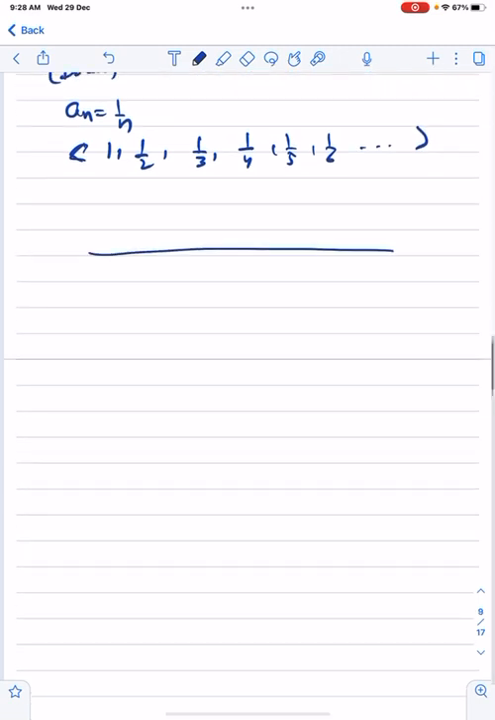So you have to draw it on a real line. Here is 0, here you have 1 and 2. The first term is A1, right? The second term is half, that means A2. The third term is 1 by 3, that means A3. Then the fourth term A4, then A5, then A6, then A7.